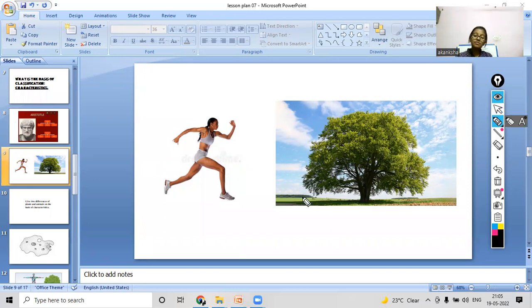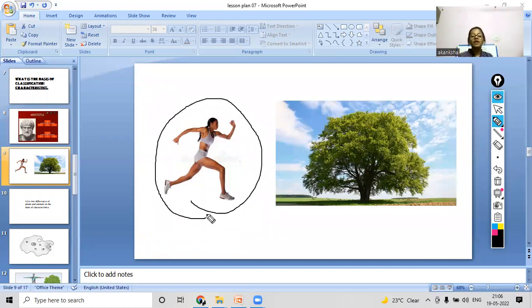Like if this is a plant and this is a human, yes, a human can run from one place to another. They can move, right? They have hands, they have legs, right? What about plants? They cannot move. They are fixed by the roots, right? Roots are there. And they have leaves also. This also makes them different from us. So these are certain characteristics that make the two organisms different from each other. So this was all about characteristics.